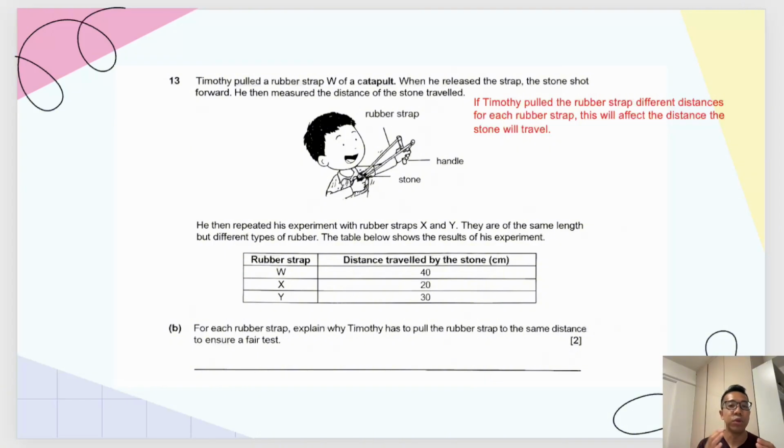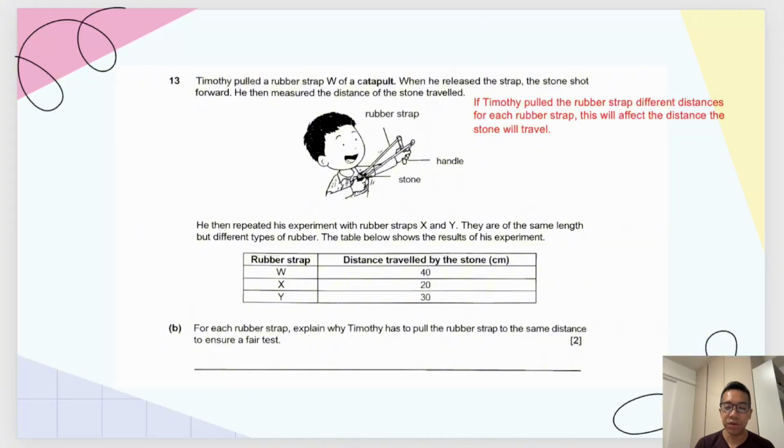Why? Because if you were to think about it, the shorter you pull the rubber strap, the shorter the distance will travel for the stone. The longer you pull the rubber strap, the further the stone will travel. We already have one variable here, which is the type of rubber strap, so everything else needs to stay the same.